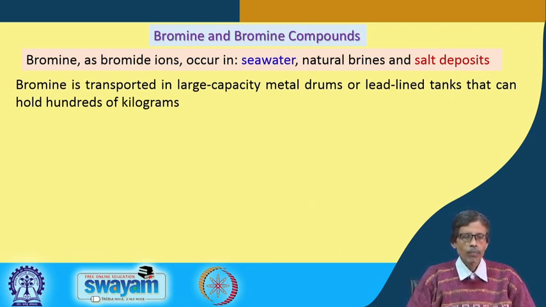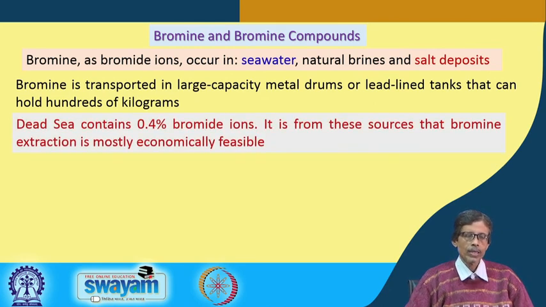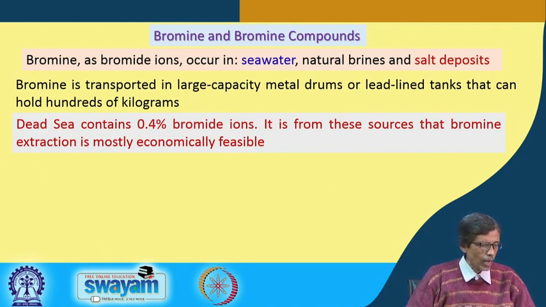Then, bromine can be transported in large capacity metal drums or lead lined tanks that can hold hundreds of kilograms of this material. So, this bromine, which is a very corrosive, red colored liquid, can be stored and transported from one side to the other.